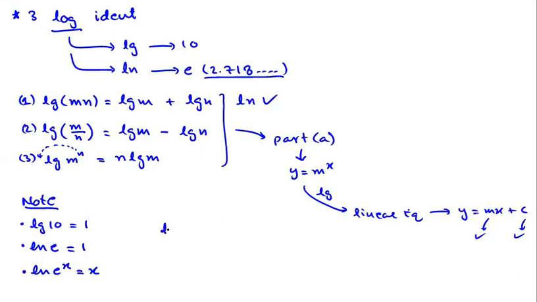Let's do it over here. Natural log of e raised to the power x. Now, according to the power rule of logarithm, the power can be moved out front, right? So this function can be written as x times natural log of e. Now, what is natural log of e equal to? Natural log of e is equal to 1. So x times 1 is equal to x, and hence natural log of e raised to the power x is equal to x, right?